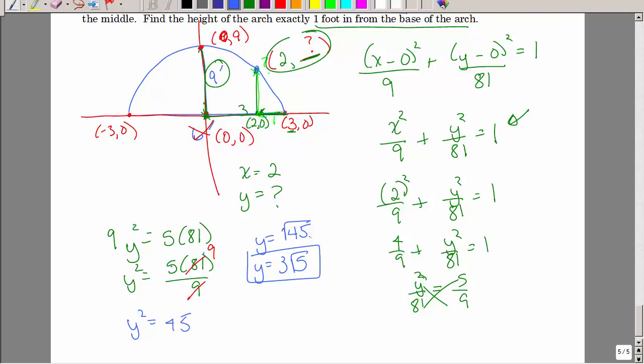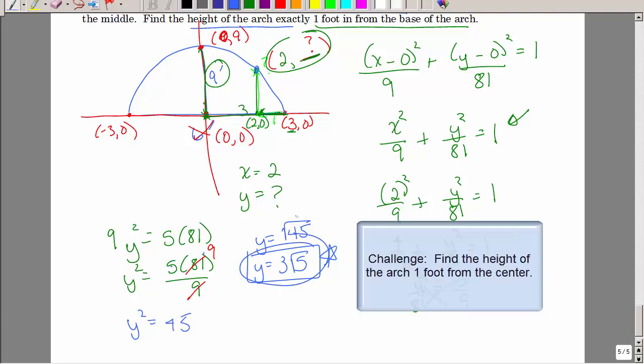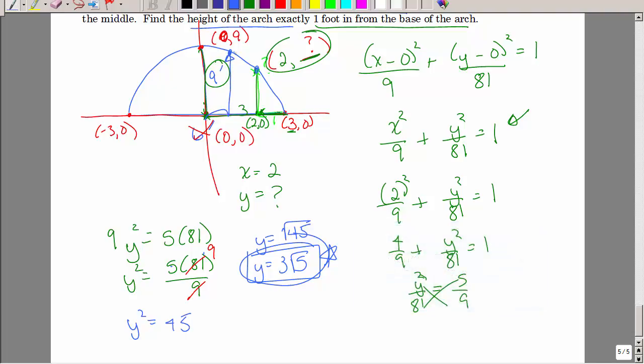You can punch that in and give me a decimal approximation. That's fine. But this would be the exact value. So the height of the arch, exactly 1 foot in, would be this far. I could now ask you, well, how tall is it 1 foot from the center? You could solve all of those.